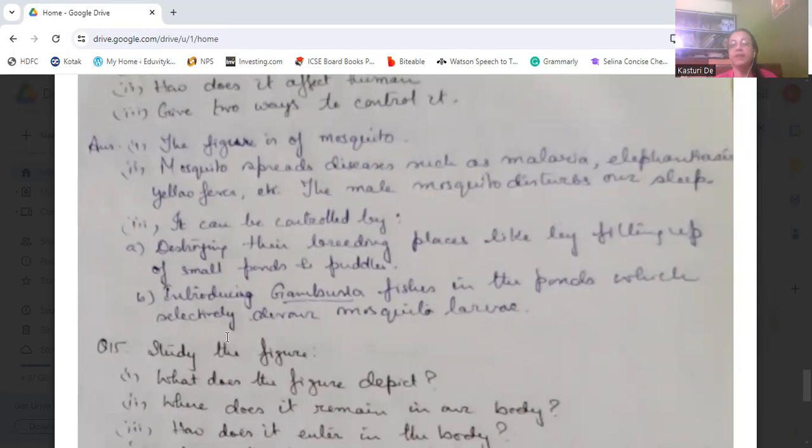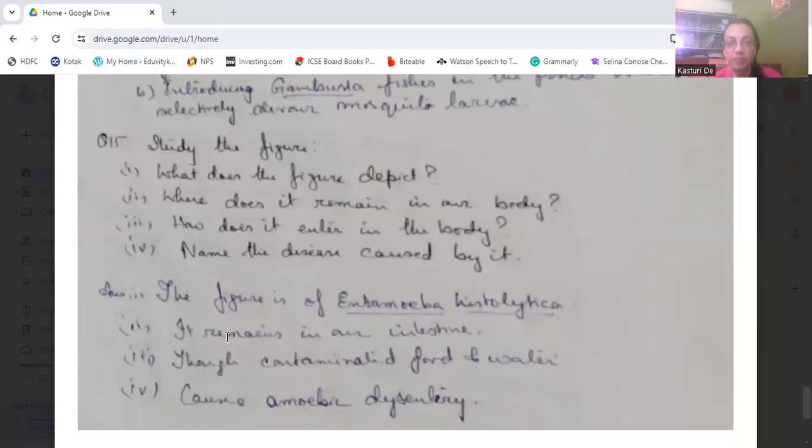Next is also a diagrammatic question. Here also the diagram is missing. This is the figure of an Entamoeba histolytica. It's an amoeba. Where does it remain in our body? It remains in our intestine. How does it enter the body? Through contaminated food and water. Name the disease that is caused by it. It causes amoebic dysentery.